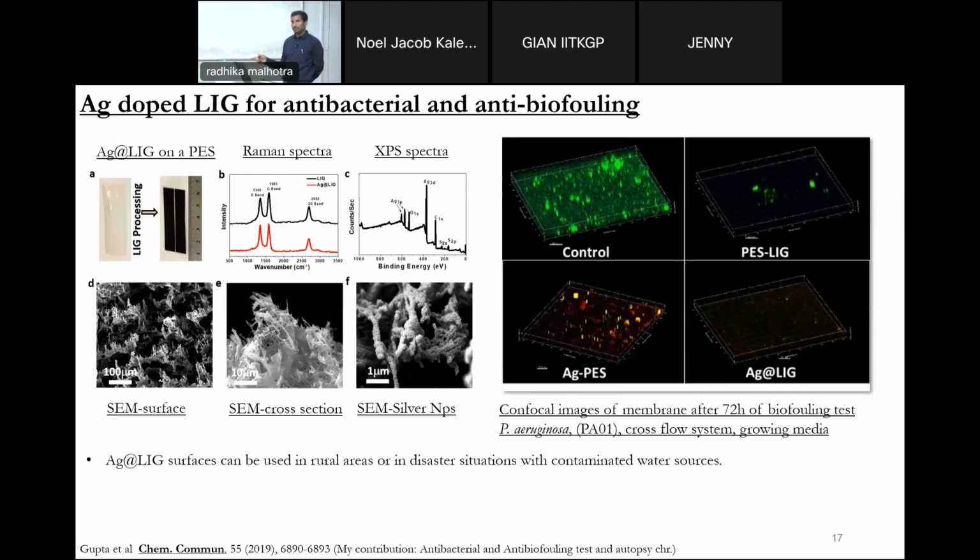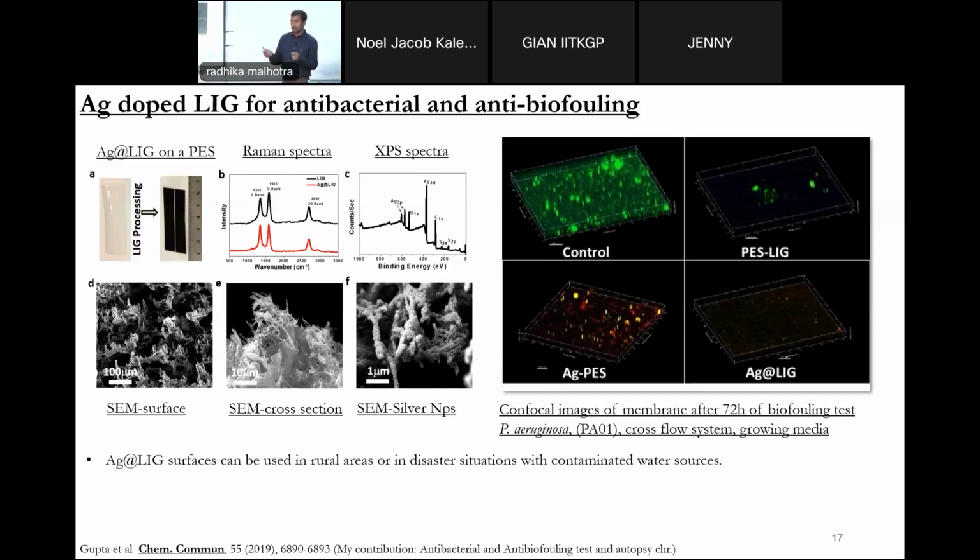Then we demonstrated this again for the biofouling experiments. Again the condition is similar to the previous example, a 72-hour experiment. So we supplied the carbon source continuously, and we applied the electricity.